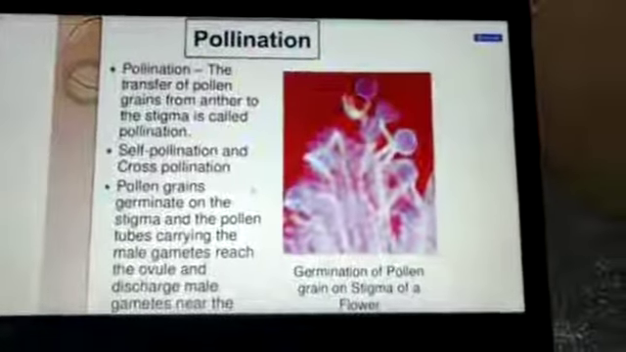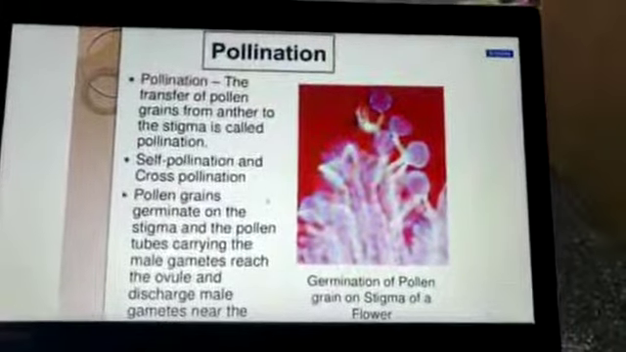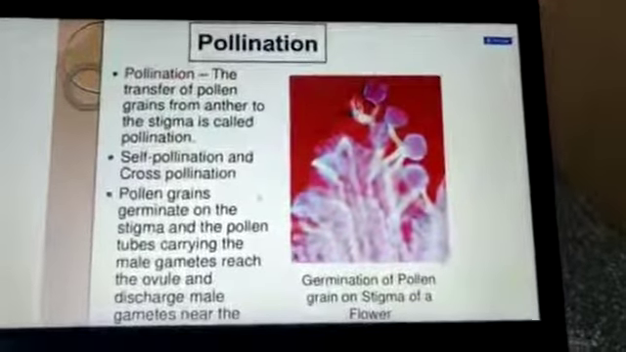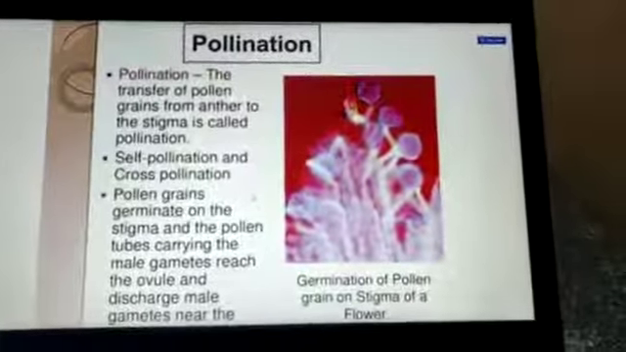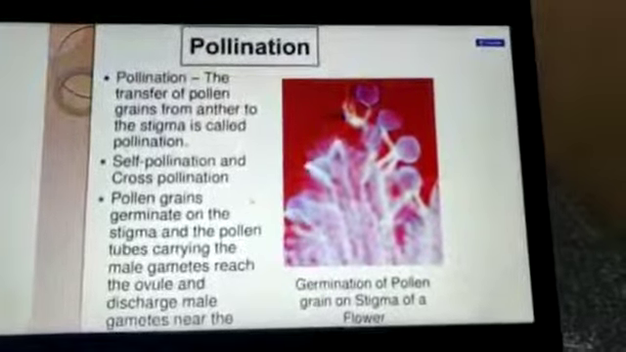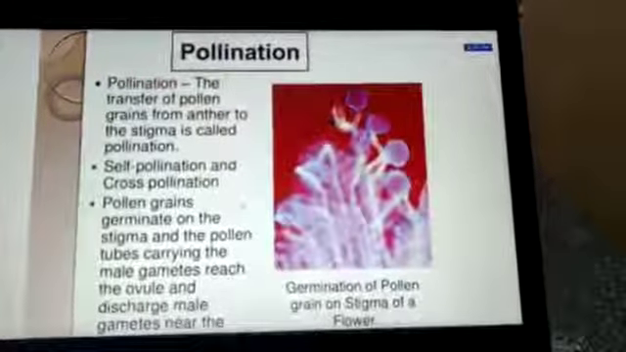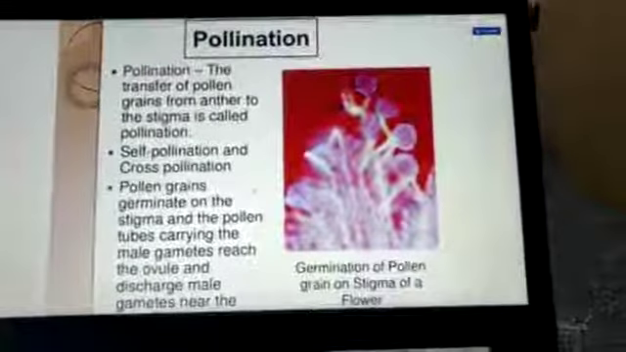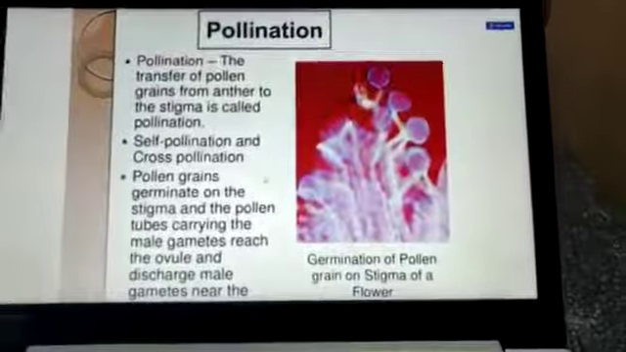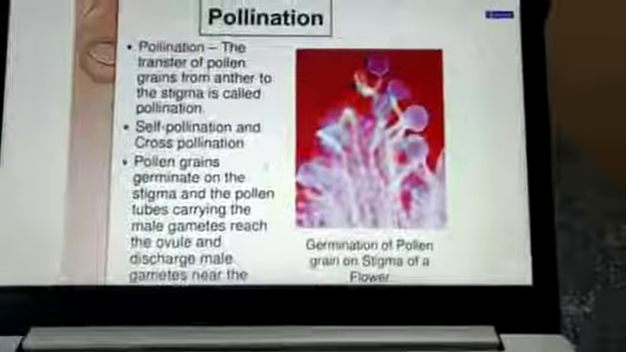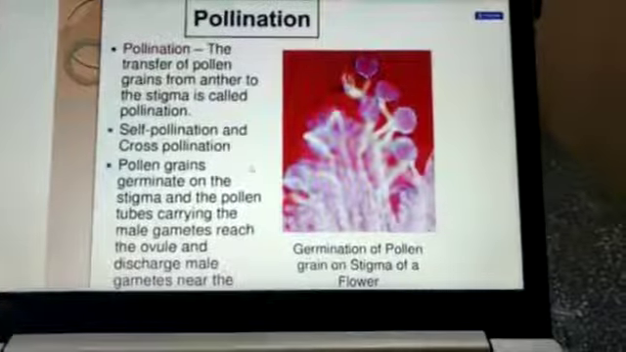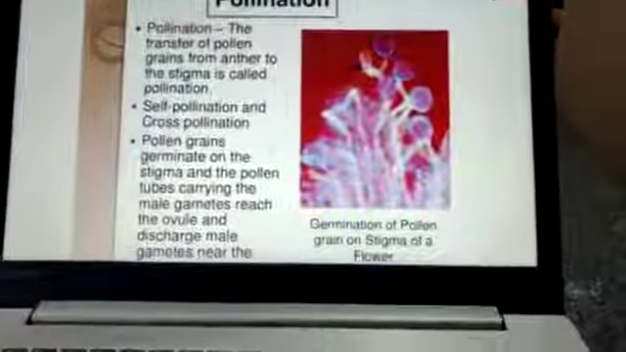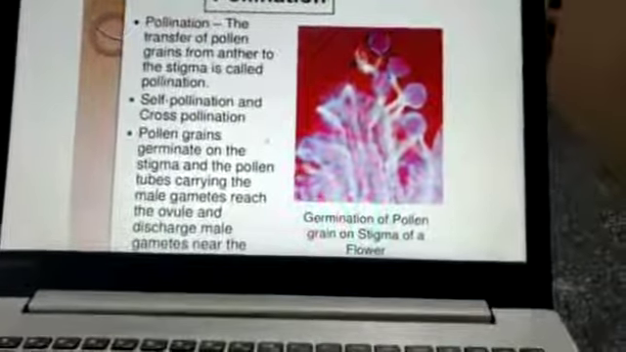Now coming to the next process of gamete transfer, that is, in plants, pollination. What is pollination? Pollination is the process of transfer of a pollen grain from one flower to another flower, or from anther to stigma. Here you must remember, anther is the male gametophyte structure and stigma is the female gametophytic structure. So transfer of a pollen grain from male flower to female flower, or from anther to stigma, is called pollination. There are two types of pollination, self-pollination and cross-pollination.